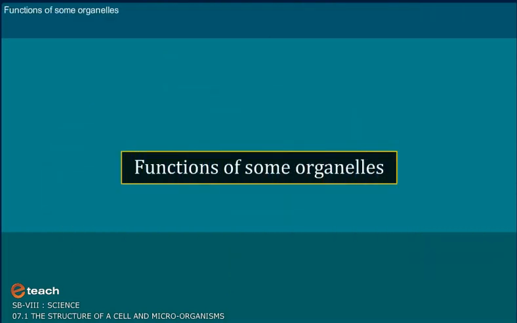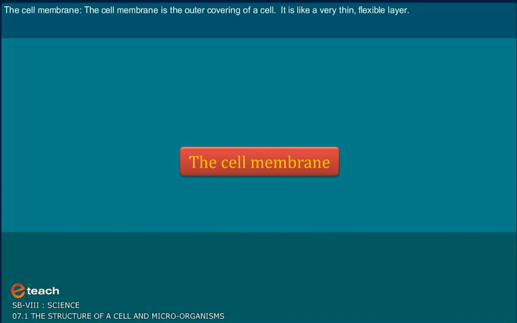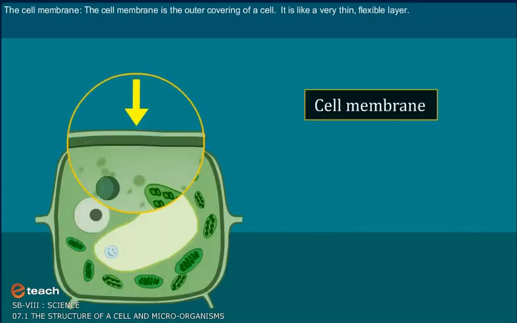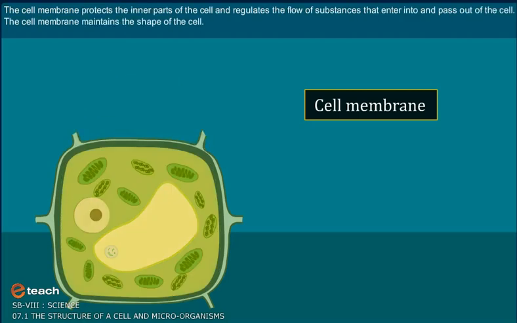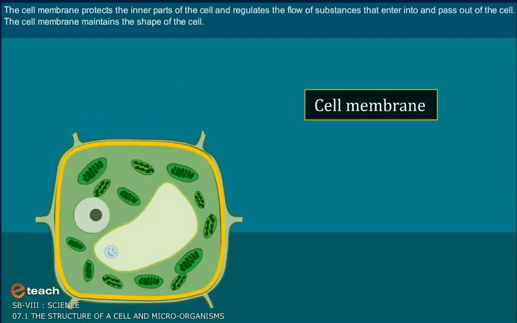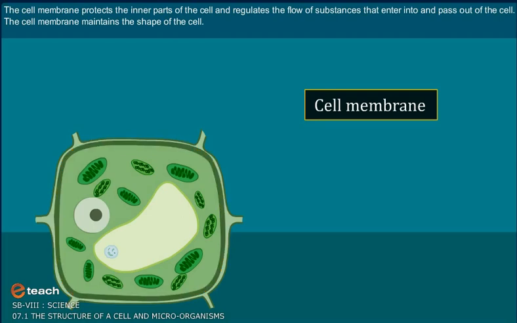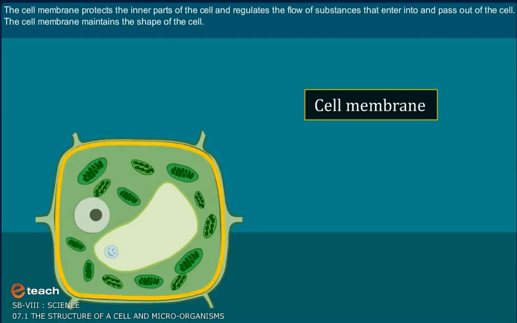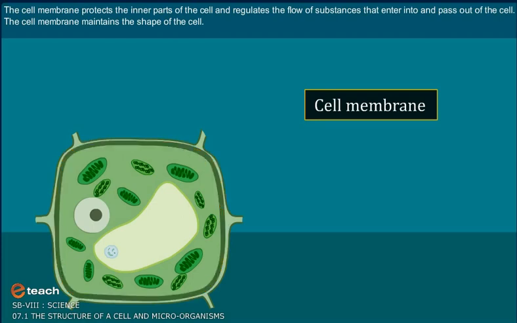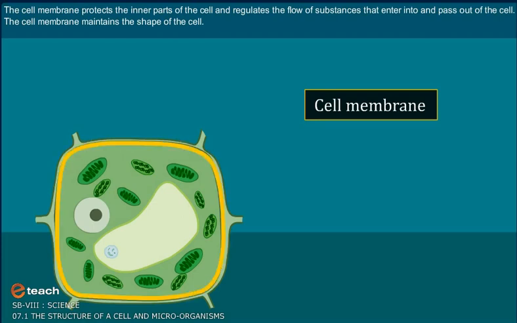Functions of some organelles. The cell membrane. The cell membrane is the outer covering of a cell. It is like a very thin, flexible layer. The cell membrane protects the inner part of the cell and regulates the flow of substances that enter into and pass out of the cell. The cell membrane maintains the shape of the cell.